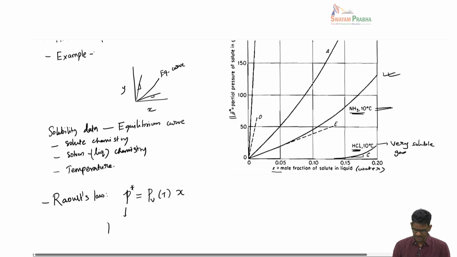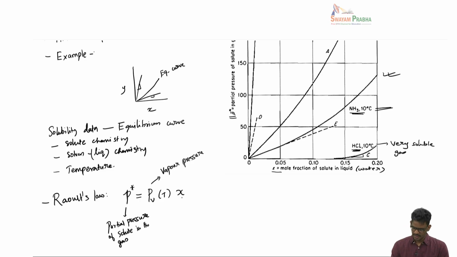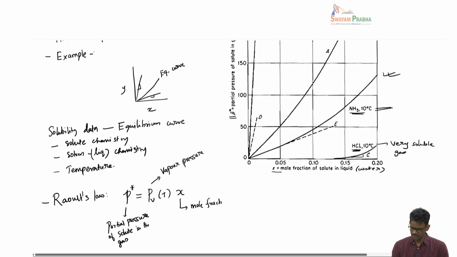So, this is the partial pressure of the solute in the gas, and this is the vapor pressure. Vapor pressure data is available as a function of temperature using the Antoine equation or many other models, and x here is the mole fraction of the solute in the liquid phase.